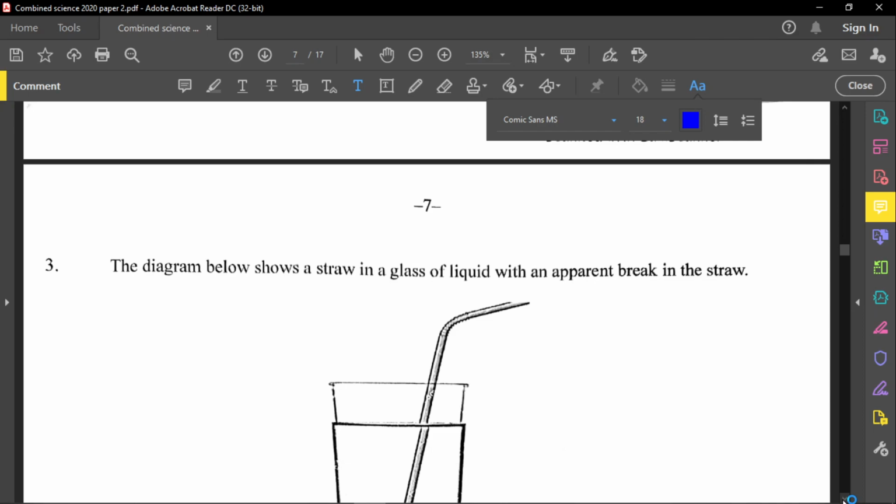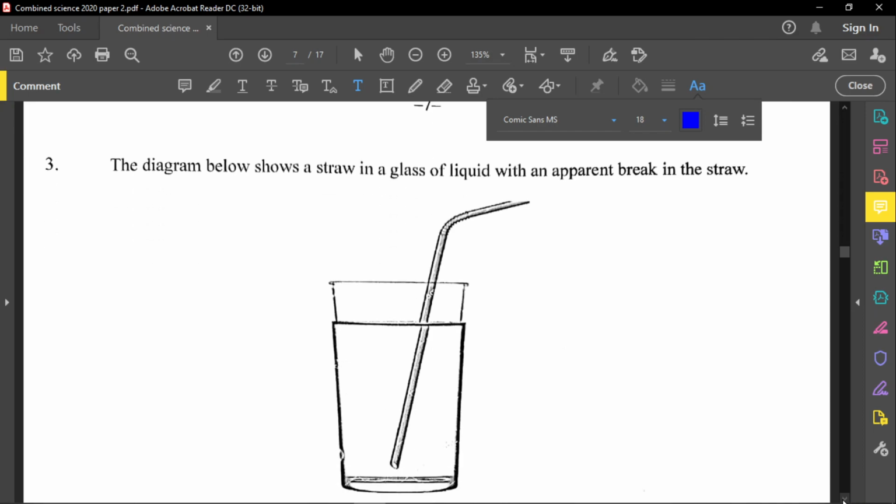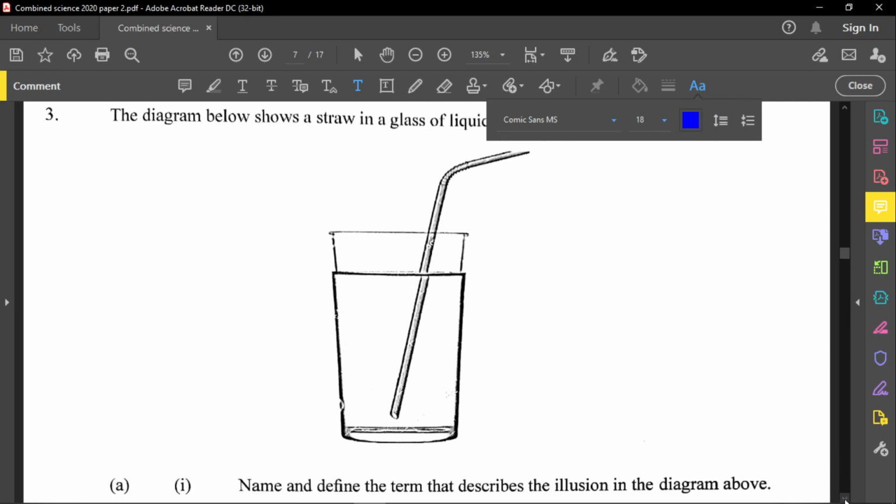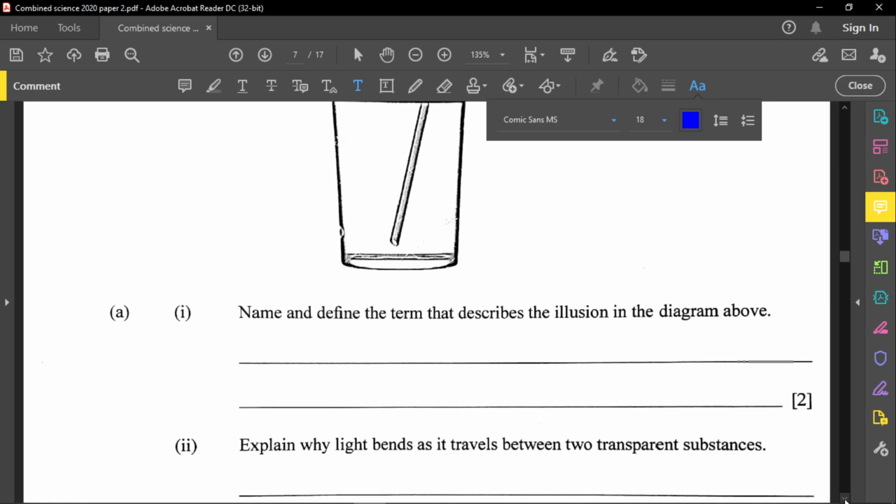The next question says that the diagram below shows a straw in a glass of liquid with an apparent break in the straw. You notice the straw looks partially broken, and right here is where it looks disjointed because the water is in it. Let's go to what they're asking now. Name and define the term that describes the illusion in the diagram above. The name of this is refraction, because the light appears to be bent.